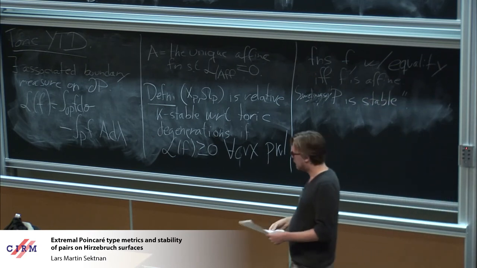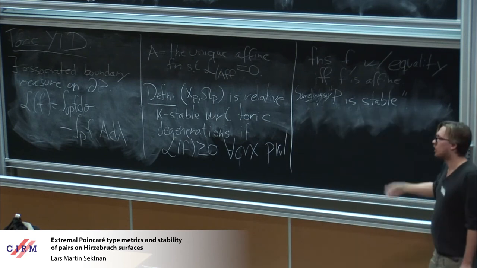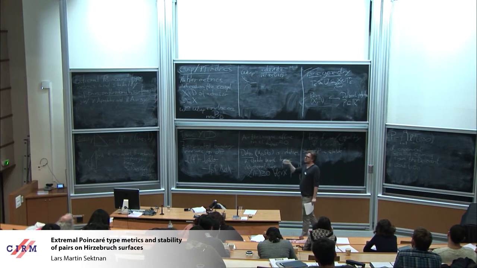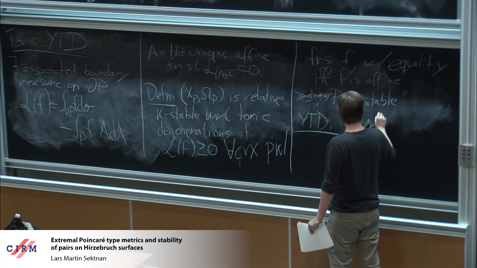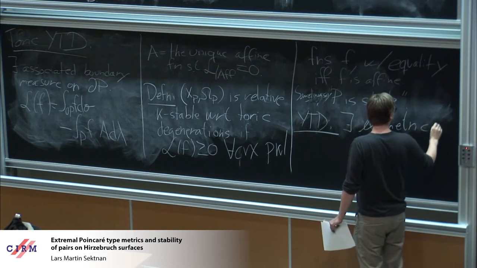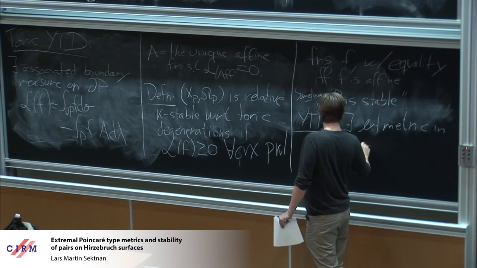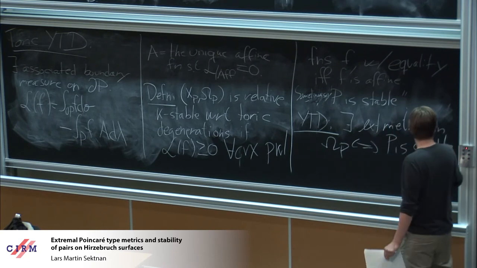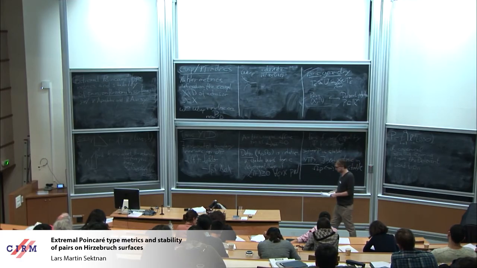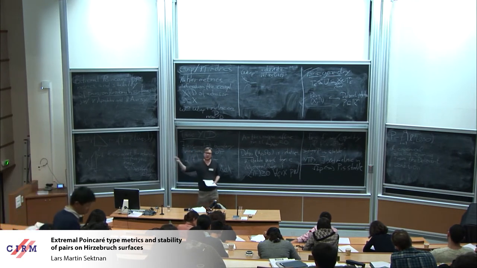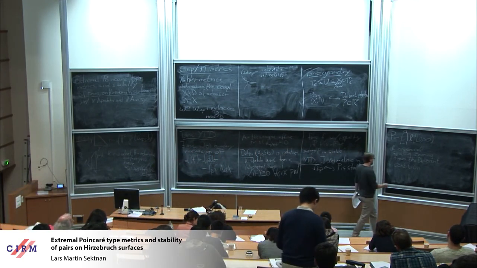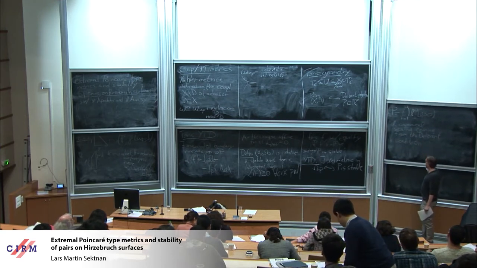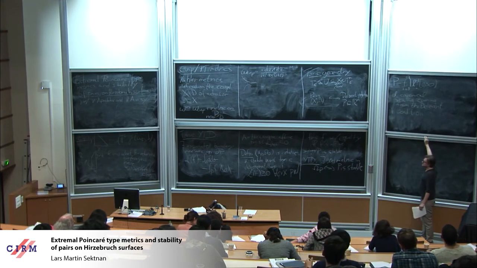Okay. So the YTD correspondence in this context is that P is stable if and only if there exists an extremal metric. So in this talk, I'm going to talk about stable pairs as well. So I'm going to give the definition of that now, and then I'll start discussing this conjecture of Donaldson.